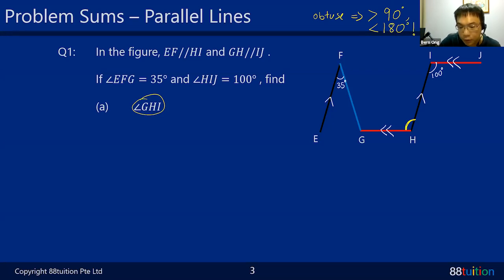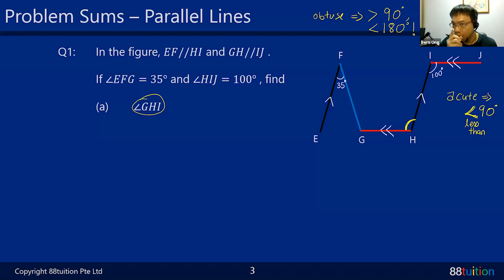Beside obtuse, there's something else called what? Acute. Good. An acute angle is less than 90 degrees. Right, in Sec 1, probably you have learned something called simple inequalities. So this symbol right down here means less than. So acute angles are less than 90. Obtuse, more than 90, less than 180 degrees.